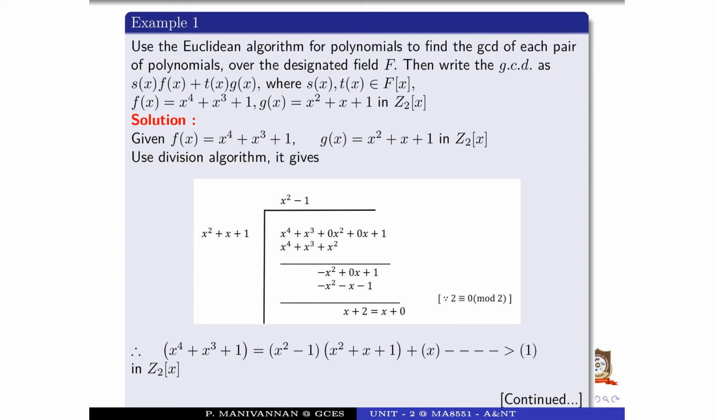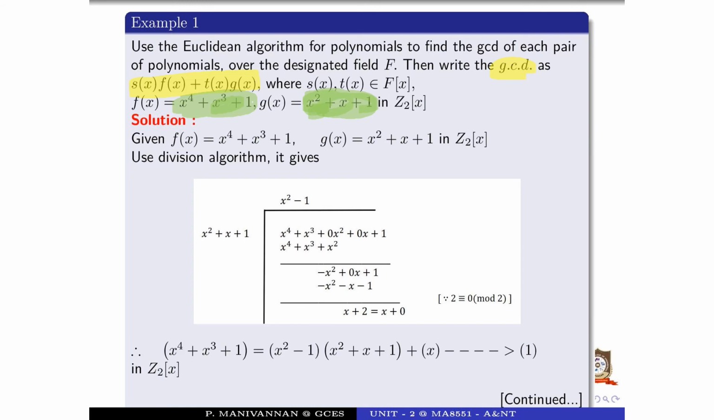Example: using the Euclidean algorithm, find the GCD of each pair of polynomials over the designated field F. Then write the GCD as s(x) f(x) + t(x) g(x), where s(x) and t(x) belong to F[x]. Here f(x) is x^4 + x^3 + 1 and g(x) is x^2 + x + 1. Which is the largest and which is the smallest? x^4 is the largest degree polynomial, x^2 is the smallest degree polynomial.